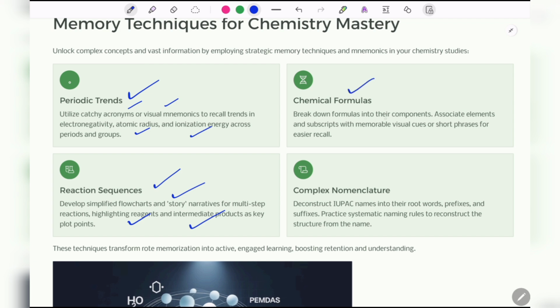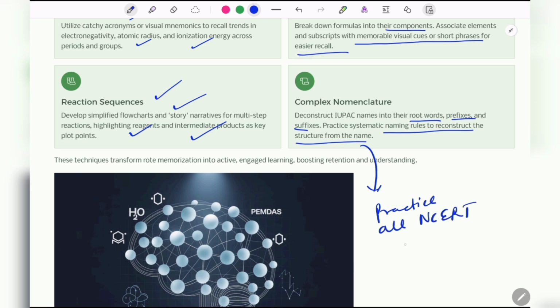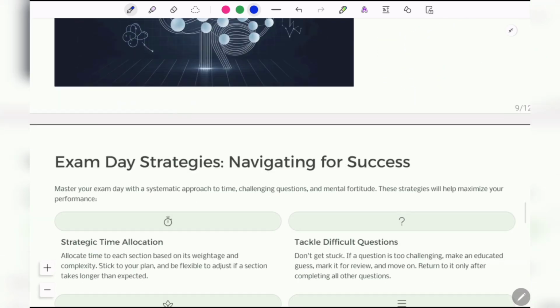Formulas: you have to break down the formula into its components and associate elements and subscripts with memorable visual cues or short phrases for easier recall. And for complex nomenclature, you can deconstruct the IUPAC names into their root words, prefixes, and suffixes. Practice systematic naming rules to reconstruct the structure from the name. For this, the best thing is to practice all the NCERT questions so that you can score full marks.